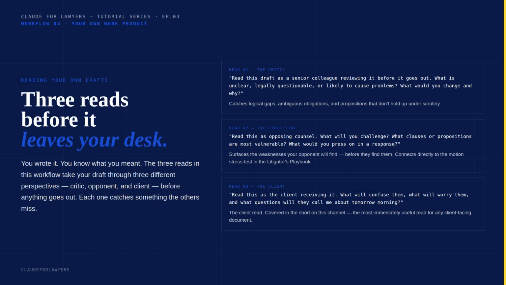The second read, the other side. Read this as opposing counsel. What will you challenge? What clauses or propositions are most vulnerable? What would you press on in a response? This surfaces the weaknesses your opponent will find before they find them. If you've watched the Litigator's Playbook episode on this channel, you'll recognize this as the motion stress test, the same principle applied to any draft before it leaves your desk.